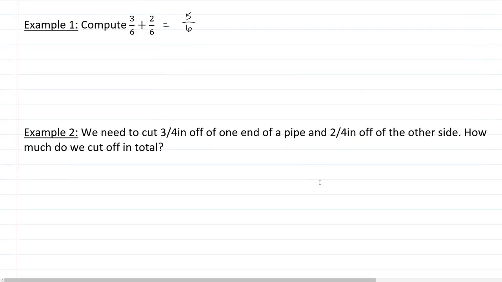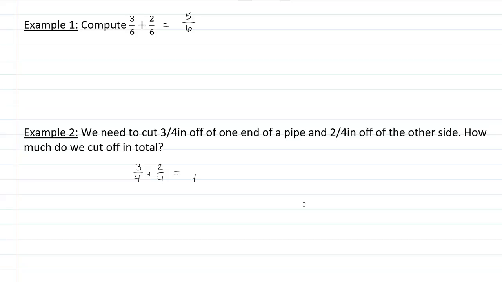Let's go through another example. We need to cut 3/4 of an inch off of one end of a pipe and 2/4 of an inch off of the other side. How much do we cut off in total? So we just add the two together, right? 3/4 plus 2/4.